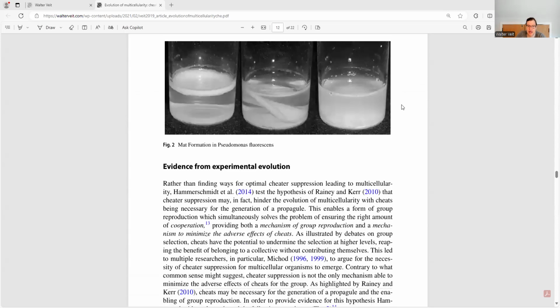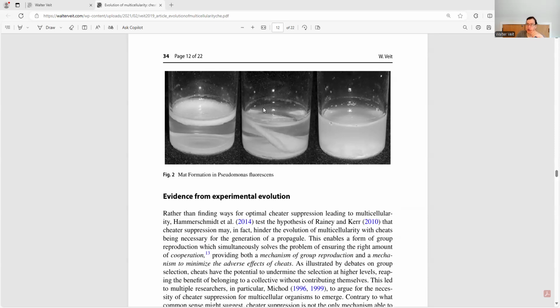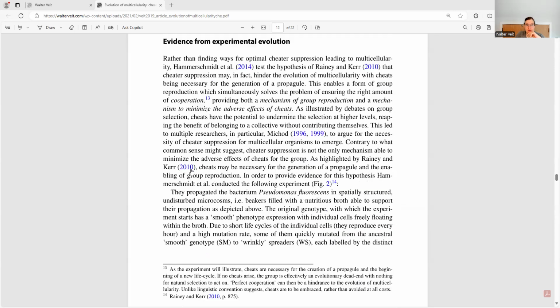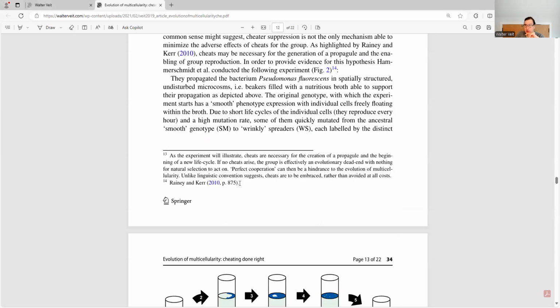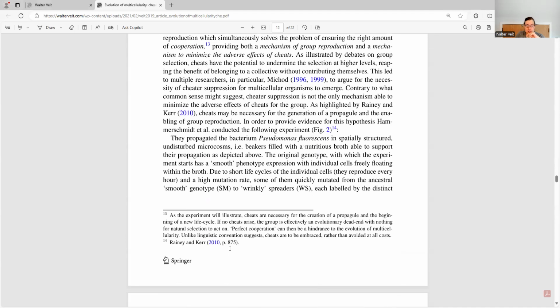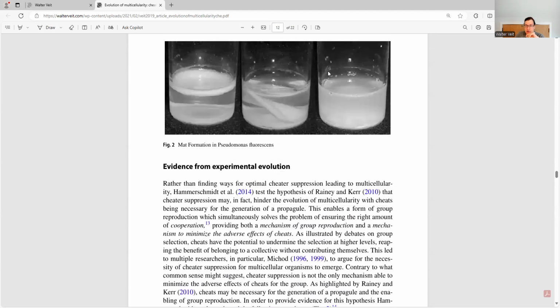And in fact, Rainey, Mulroney, together with his collaborators, came up with an ingenious idea, originally from Rainey and Kerr. That's where the figure is from. Unfortunately, Springer did not accurately put the references out there, despite me requesting that in a proofing stage. So there is a correction out there, but here you can see in the footnote 2010, page 875.